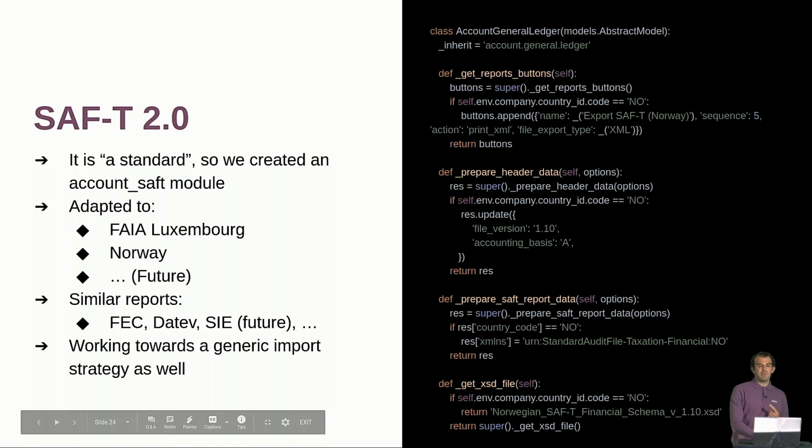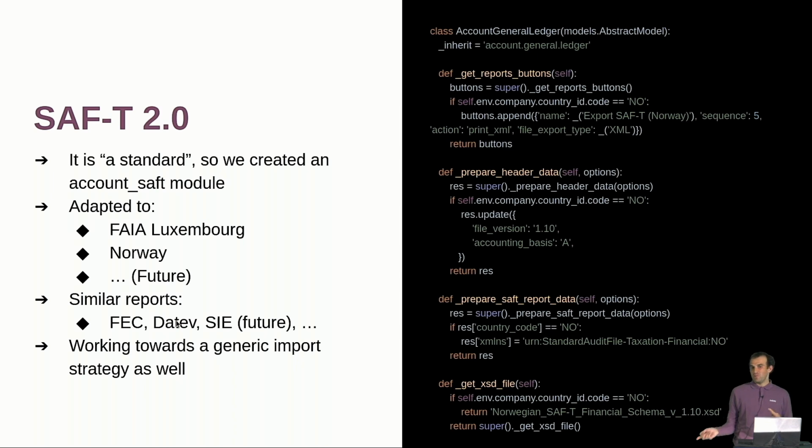And also something we are working on is a generic import strategy. So we actually import WinBooks exports, but we will do the same for other things like SAF-T here. So if you have another ERP system or accounting system and it exports SAF-T 2.0, no problem, you just import it into Odoo, and you don't need to have different systems anymore, one for inventory and one for accounting. Now you just do everything in Odoo, of course.